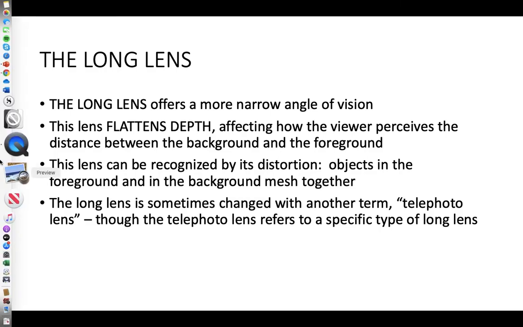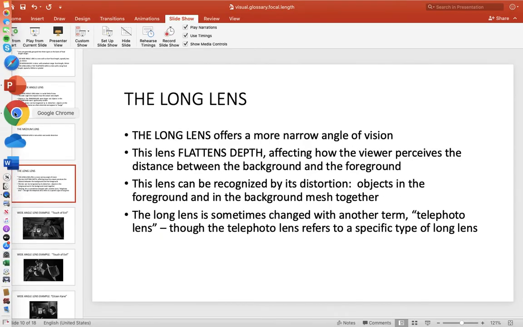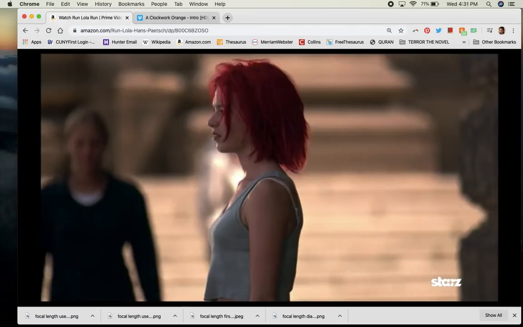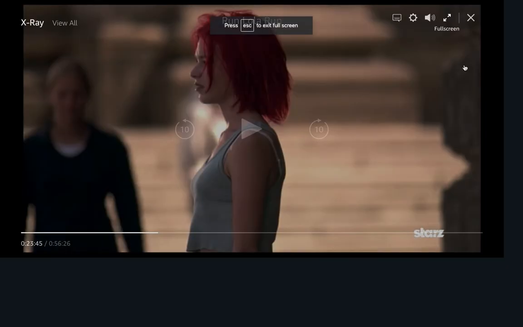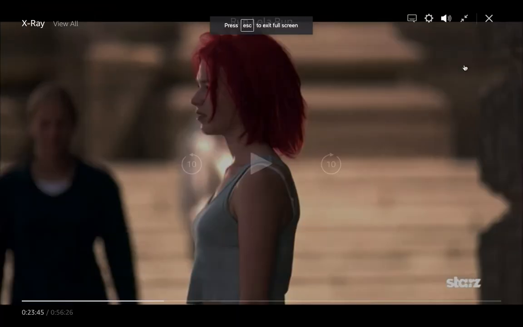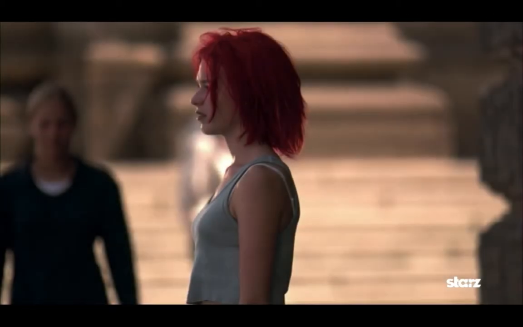So let's look at an example from the film Run Lola Run, okay? Now I absolutely love this example, because this example shows us, again, the narrative and symbolic possibilities of the application of a technical aspect, such as the long lens, right? So this is a moment in the film, if you've seen Run Lola Run, you'll know that it's a young woman who is desperate to find money to save the life of her boyfriend, right?